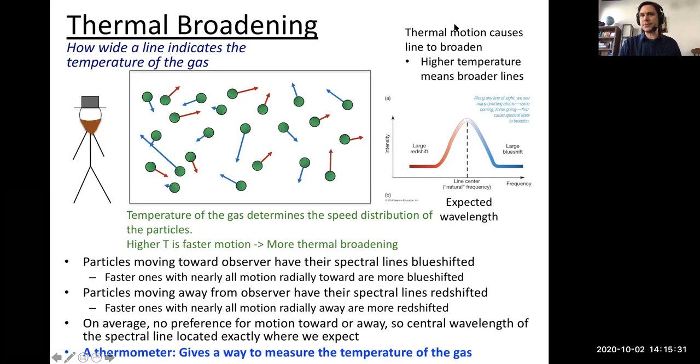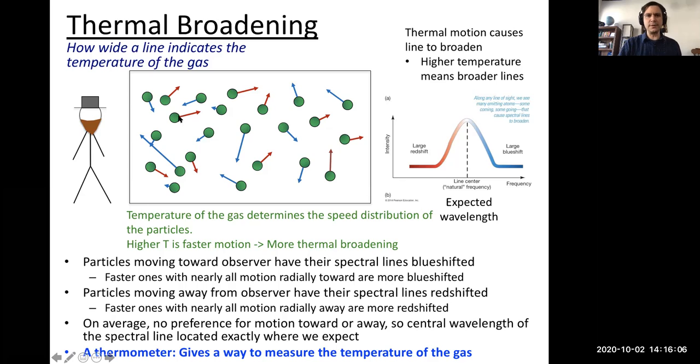We can determine the temperature of a gas by looking at the individual spectral line due to what we call thermal broadening. So here we have an observer looking at a bunch of the particles in this little chamber right here. The gas in there has a certain temperature, which means that those particles are moving around, and the average motion of all of those microscopic particles determines the temperature of the gas, right? That's something we had discussed. That's what we mean whenever we say temperature. But not all the particles are moving at the same speed, and they're not all moving in the same direction.